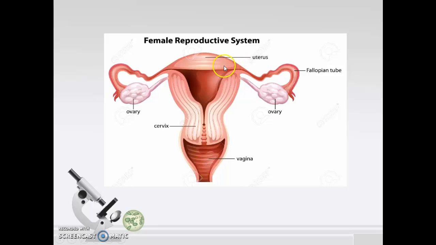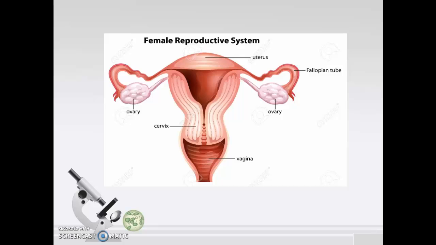The uterus is also known as the womb. Once the egg gets fertilized, it moves to the uterus. The uterus is a very, very powerful organ. It has the capability to expand. It expands at the time of pregnancy to support the developing baby. It can expand to the size of a fist.